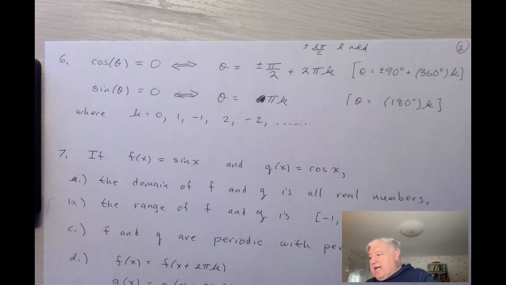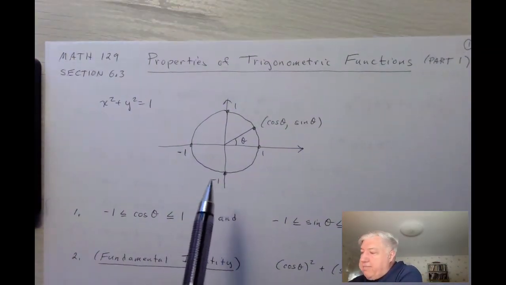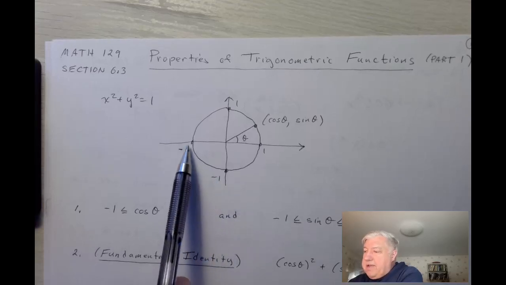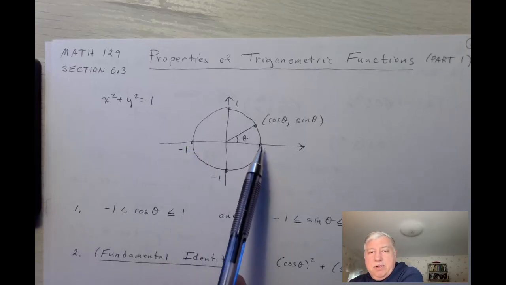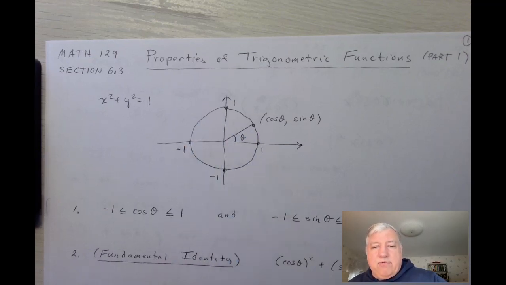Now, when is sine equal to 0? Well, that's going to be when the y-coordinate is 0, and that's going to be here and here. This point corresponds to theta equaling 0, or 2 pi, or 4 pi, or any even number times pi.